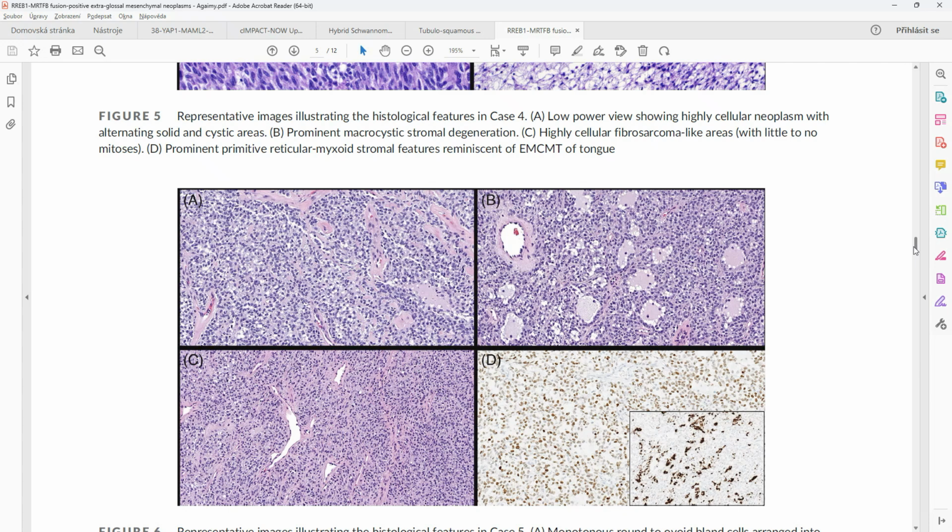So this case is just to illustrate how crazy soft tissue pathology can be, and that without molecular, sometimes you can make a confident diagnosis, but sometimes with molecular you can assure the clinicians not to do amputation when it's not necessary.